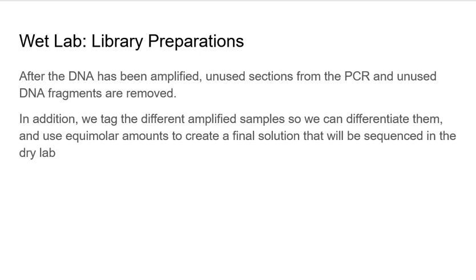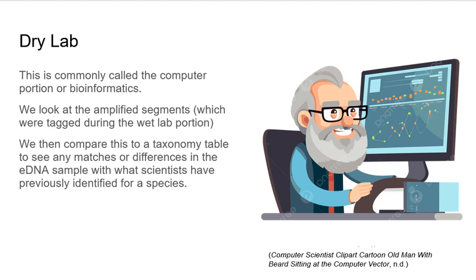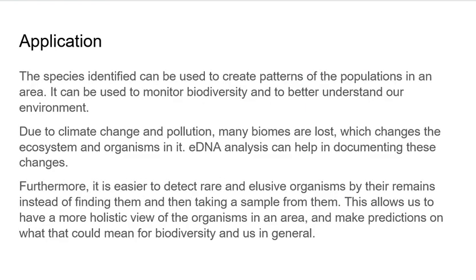And then the general application for this process. So the species identified can be used to see patterns of the population of species in an area, like, oh, this species is here, and it can also be found here. This way, we can monitor biodiversity and have a better understanding of all the organisms in our environment. In addition, due to climate change and pollution, many biomes are lost, which changes the ecosystem and organisms in it. eDNA analysis can help in documenting these changes as they occur.